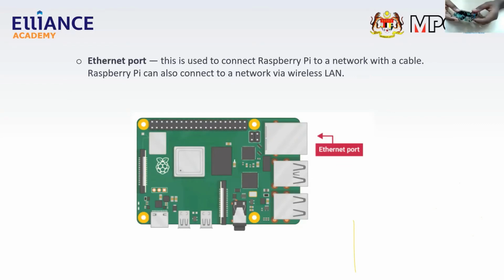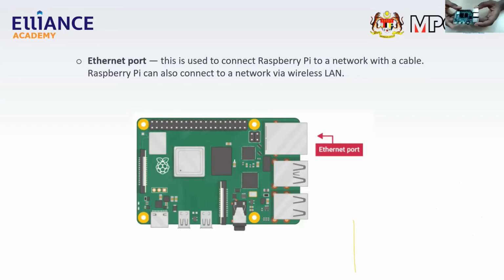Okay, so now we'll take a look at the Ethernet port. This is used to connect the Raspberry Pi to a network, so it's wired. We're going to use a cable for it, an RJ45 cable. Many of us use a LAN cable to connect to our PC. It works the same way. We connect it to this Ethernet port here.